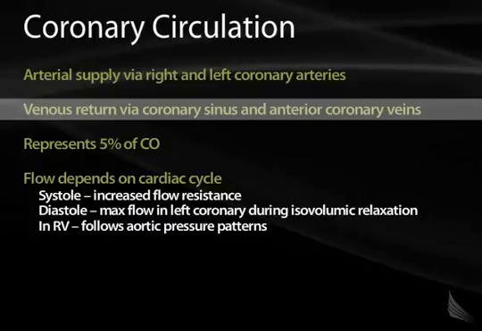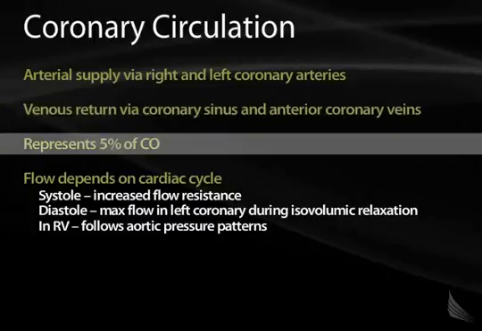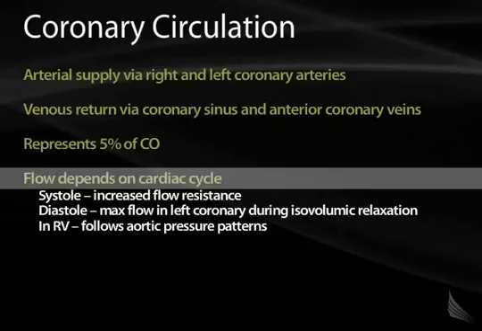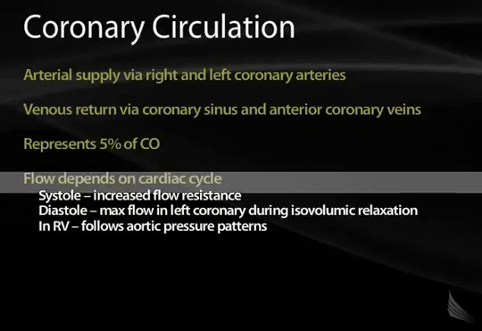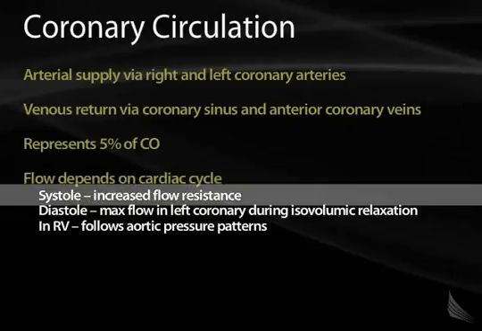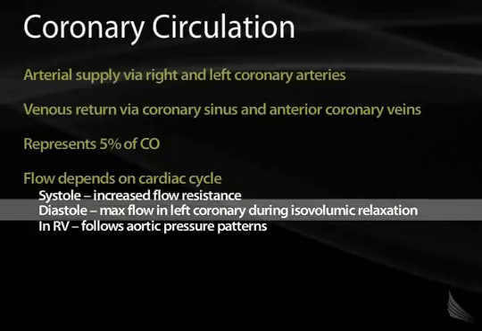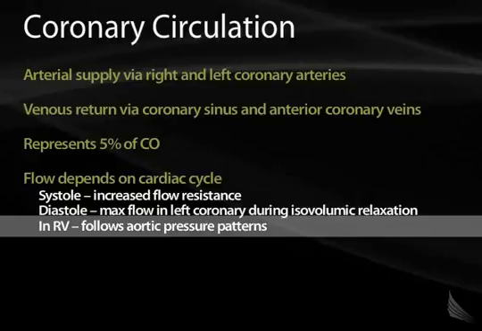The coronary circulation generally represents 5% of the cardiac output, but the flow depends on the cardiac cycle. Remember that during systole there is increased flow resistance in the left ventricle. During diastole, there is maximum flow in the left coronary artery, especially during isovolumic relaxation. In the right ventricle, remember that the pressure does not depend on diastole for coronary perfusion.